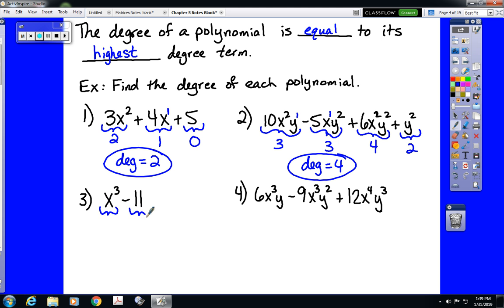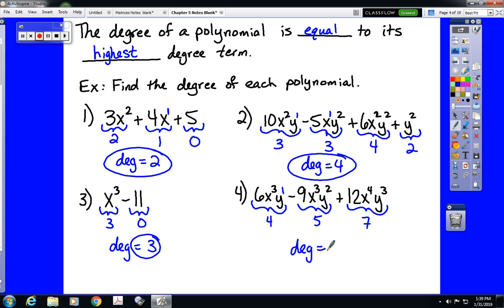Number 3 is a binomial. There are 2 terms. The first term is degree 3. The second is degree 0. So the degree of the polynomial overall is degree 3, which makes it a cubic equation. And we'll do more of that vocab in a later lesson. Number 4 is a trinomial. It has 3 terms. The first term is degree 4, 3 plus 1. Second term is degree 5, 3 plus 2. And the last is degree 7, 4 plus 3. So the degree of the overall polynomial would be the largest of those numbers, or 7.